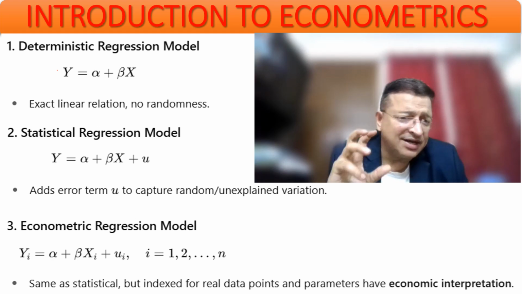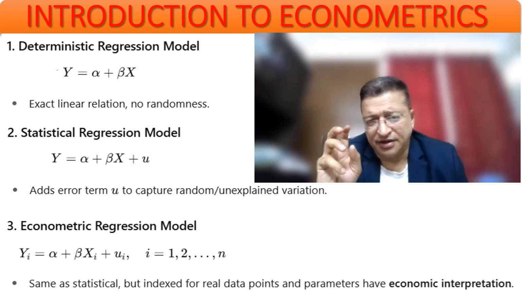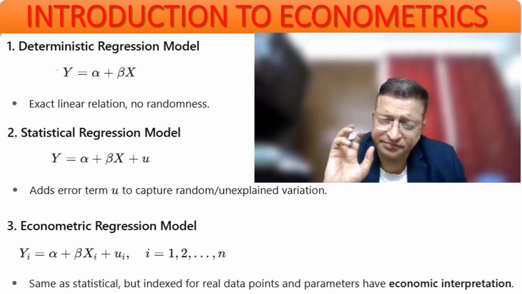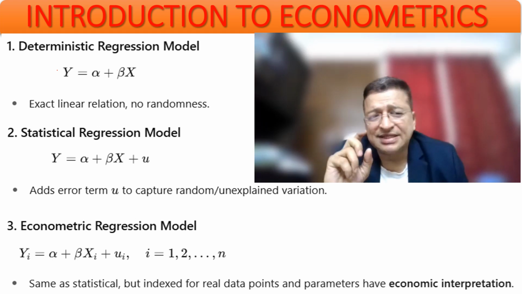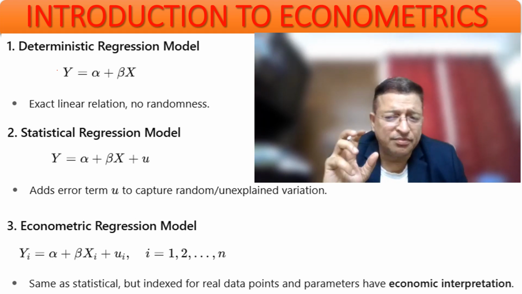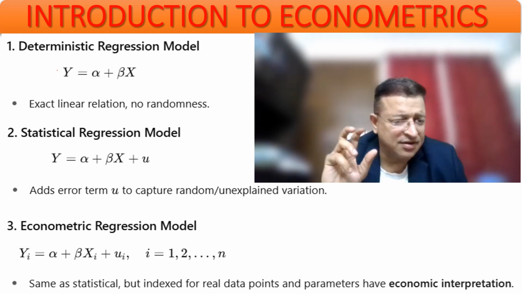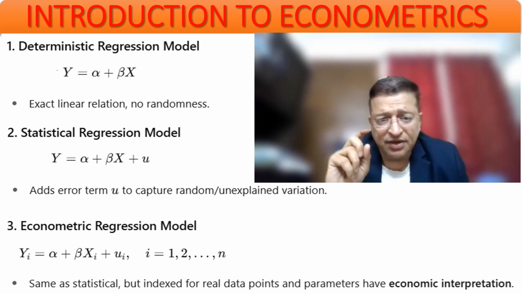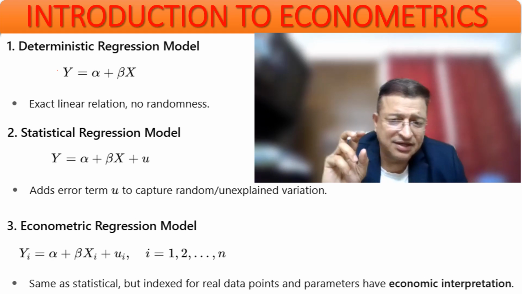Let us understand three stages of regression model: deterministic, statistical, and econometric. By looking at something close to economics, we'll consider the relationship between income and consumption. Here we have considered these three models. First one is the deterministic regression model.